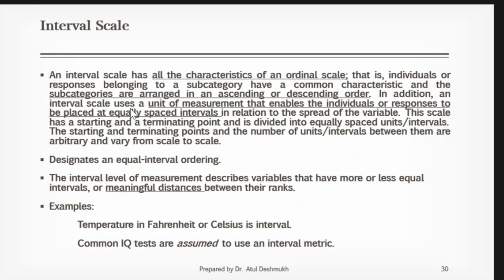So interval scale has, I'm reading this, whatever is written. Interval scale has all the properties of ordinal scale. That is, individuals or responses belonging to a subcategory have a common characteristic, and the subcategories are arranged in ascending or descending order. Ascending or descending order means ordinal scale. So it has properties of nominal scale as well as ordinal scale. In addition, an interval scale uses a unit of measurement that enables individuals or responses to be placed at equally spaced intervals. So the responses are placed at equally spaced intervals. That is a characteristic of interval scale.